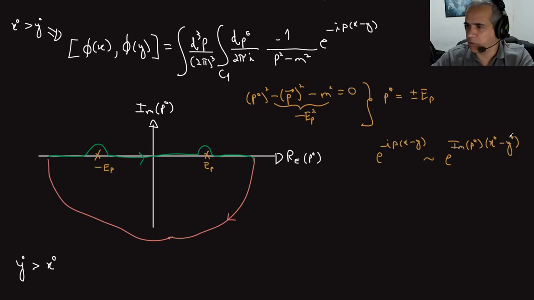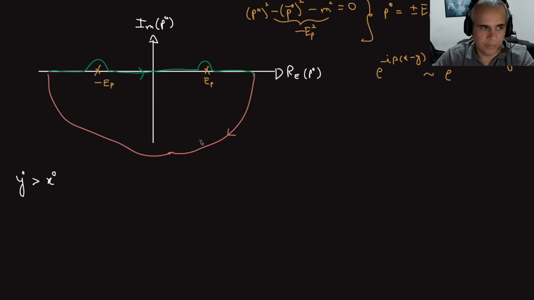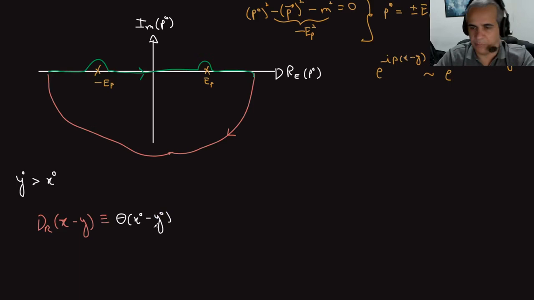That means for y0 bigger than x0, keeping the prescription C1 that I go over the poles, this same integral will be zero. And that prescription gives me what I call the retarded propagator, which is usually called D_R of x minus y, which is defined as theta. This is the theta function. It is 0 or 1, depending on whether this is positive or negative. So it ensures, in this case, that x0 is bigger than y0, otherwise the whole propagator is 0.